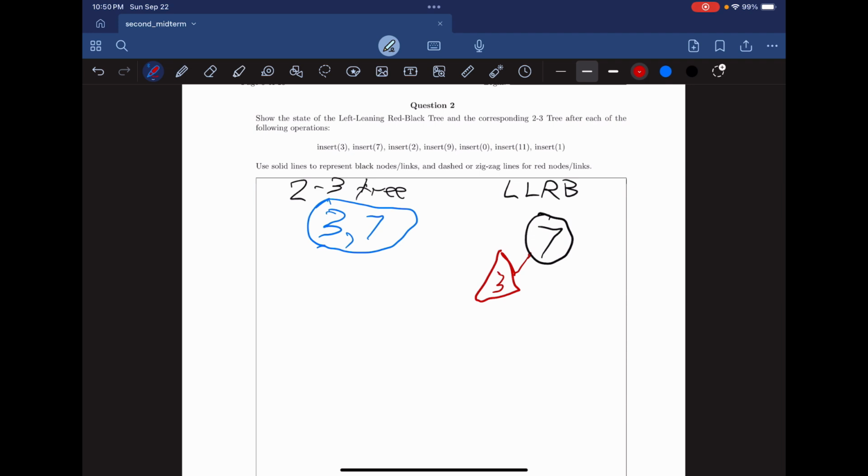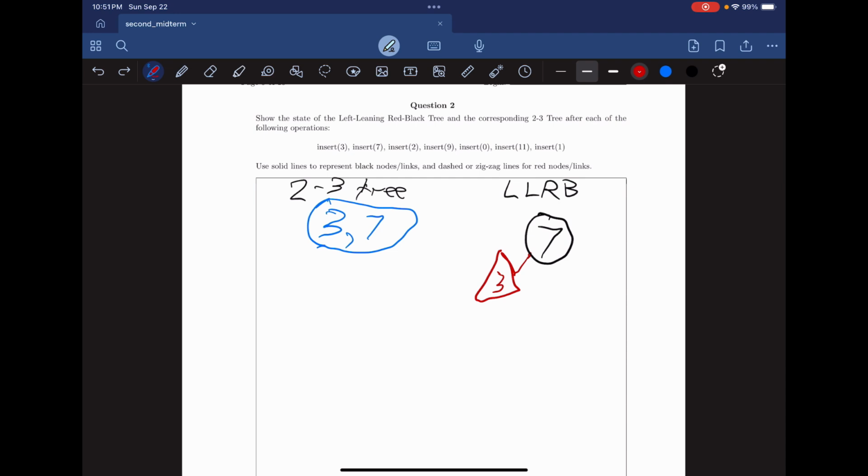You may notice that in the question it says to use solid lines to represent black nodes. It does that because you likely won't have a red pen and a black pen on the test. I'm just going to represent it like this for clarity's sake, but always abide by the formatting that the test wants you to use.